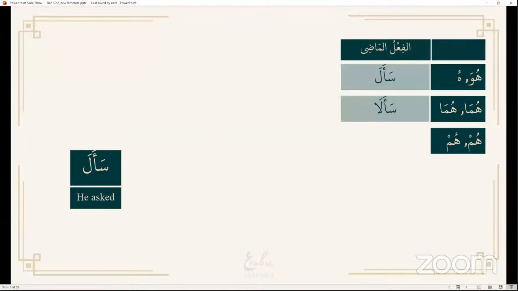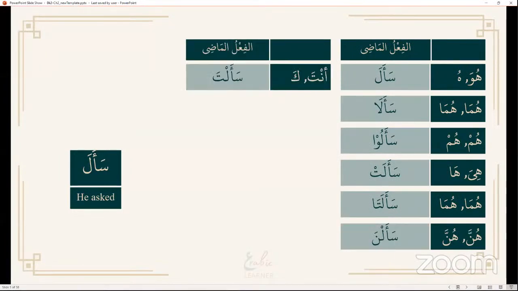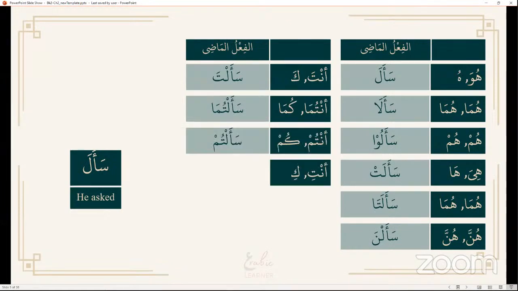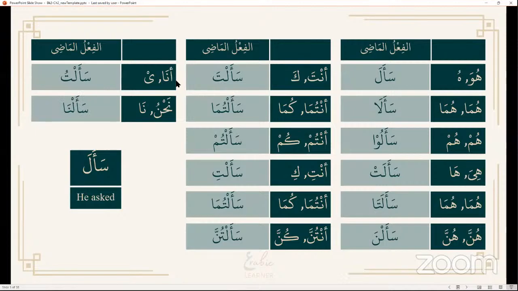Sa'ala, Sa'alu, Sa'alat, Sa'alata, Sa'alna, Sa'alta, Sa'altuma, Sa'altum, Sa'alti, Sa'altuma, Sa'altunna, Sa'altu, Sa'alna. Here in this Fi'l al-Madi, you must have noticed only two of them do not have suffixes. The Huwa version, Sa'ala, doesn't have any letter added after the Fi'l. And the Hiya version has no suffix either. The ta that you see here only indicates the feminine gender. It's called ta'u ta'anis.